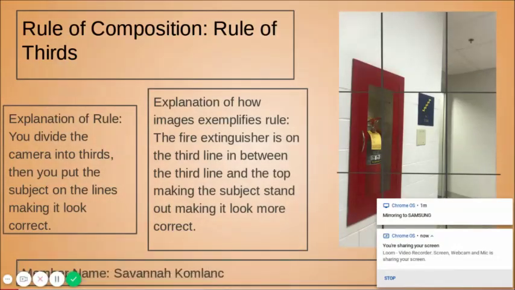I have the rule of thirds. The explanation is that you divide the camera into thirds and then you put the subject on the lines, making it look correct. And then the fire extinguisher is on the third line, between the third line and the top, making the subject stand out.